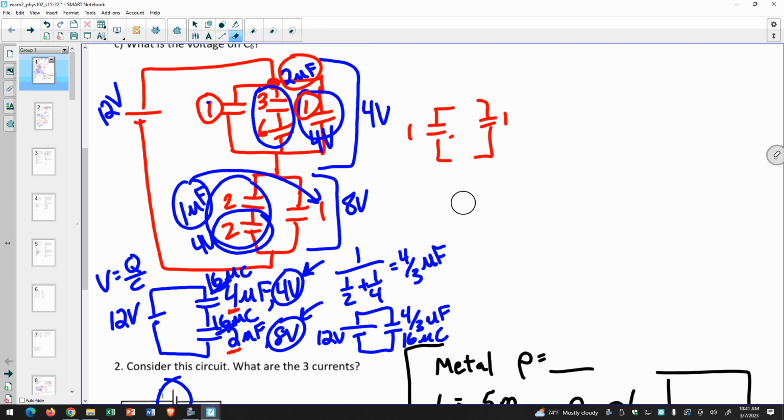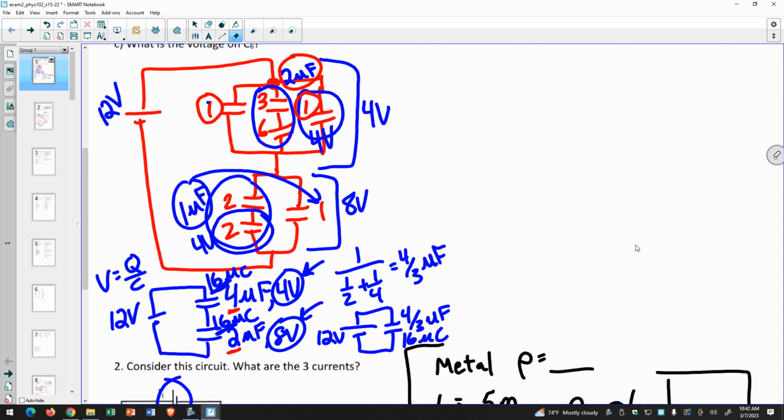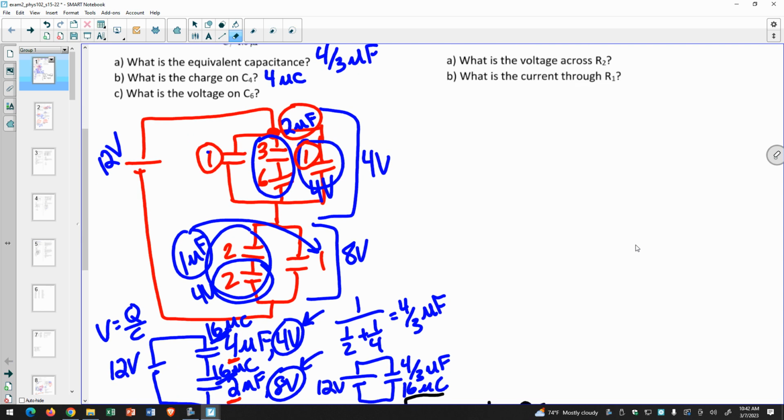For part B, whenever you're trying to find the charge, is it always just sharing 4 volts? No. For part B, just to remind you, this one, I know that it has 4 volts, and it's 1 microfarad, so Q is equal to C times V. It just happened that C was equal to 1 and V was equal to 4, so it became 4 microcoulombs. All right?